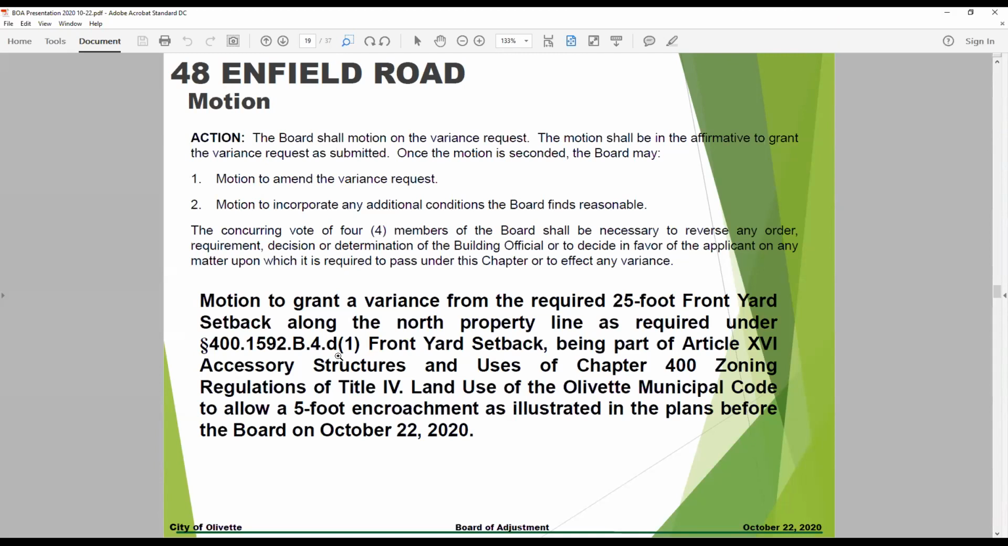I motion to grant a variance from the required 25-foot front yard setback along the north property line as required under section 400-1592B4D1, front yard setback being part of Article XVI, accessory structures and uses of chapter 400 zoning regulations of title 4, land use of the Olivet Municipal Code, to allow a 5-foot encroachment as illustrated in the plans before the board on October 22nd, 2020.